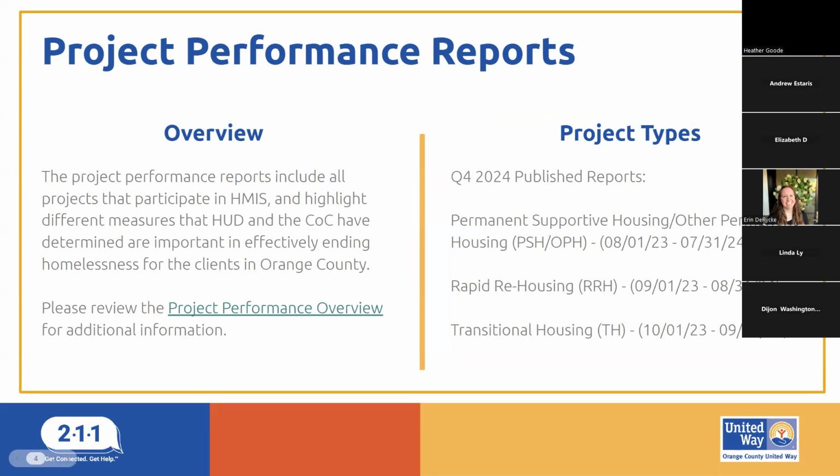The project performance reports include all projects that participate in HMIS and highlight different measures that HUD and COC have determined important in effectively ending homelessness in Orange County clients. The project performance report overview document provides detailed information on the goals, what goes into each goal, and the schedule for publication.